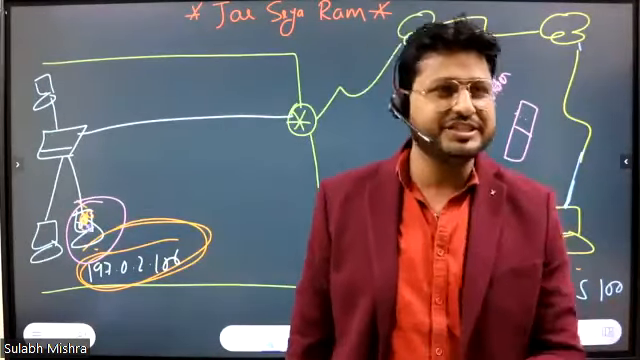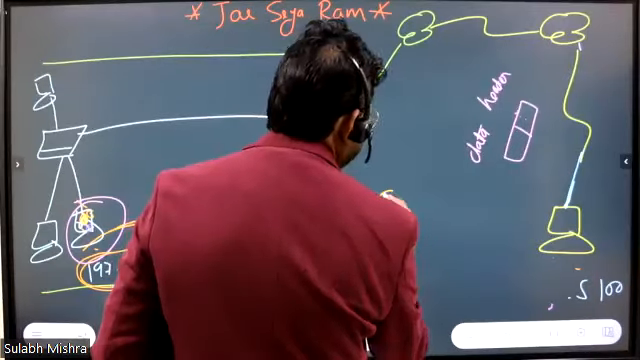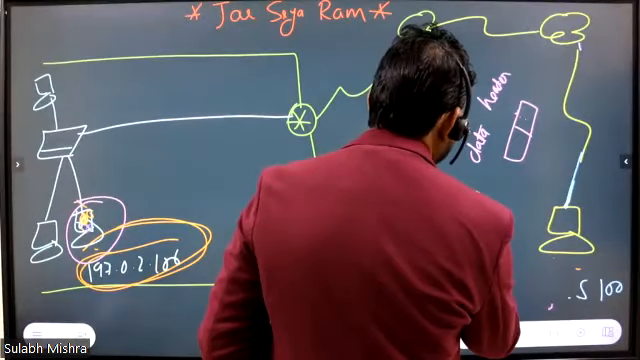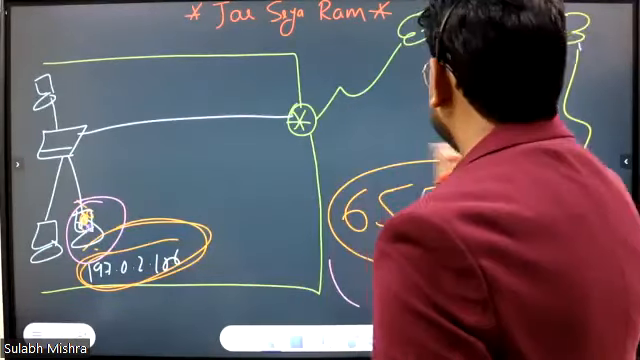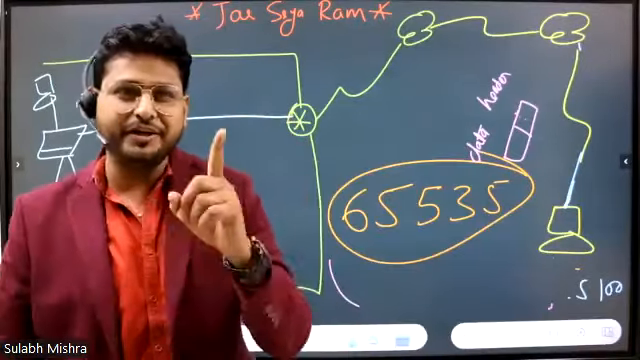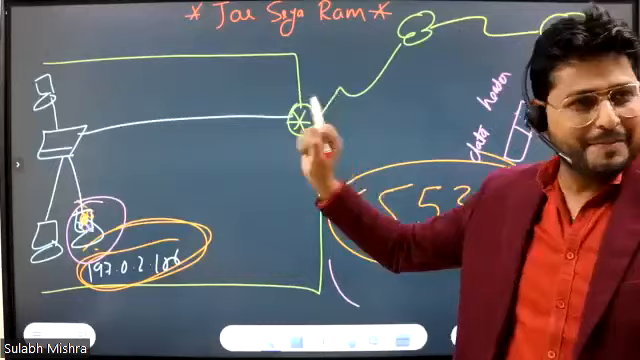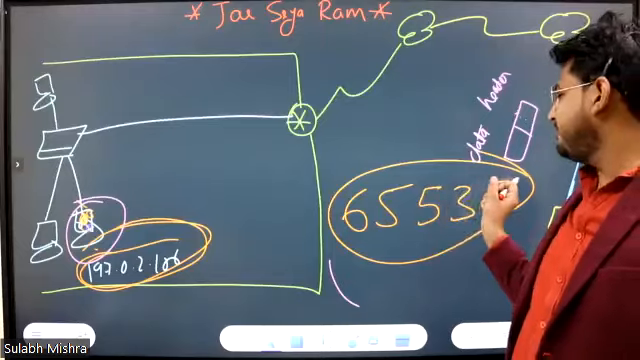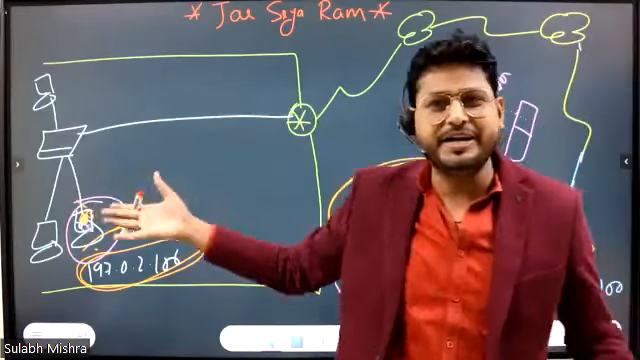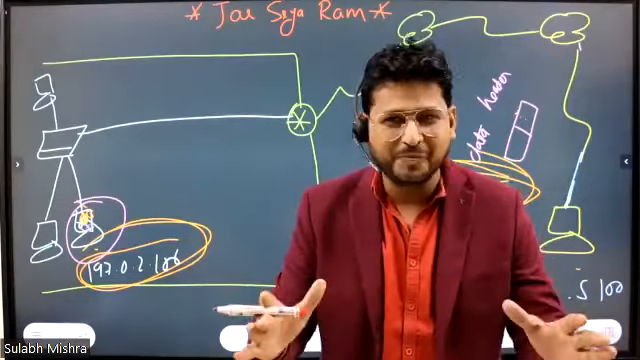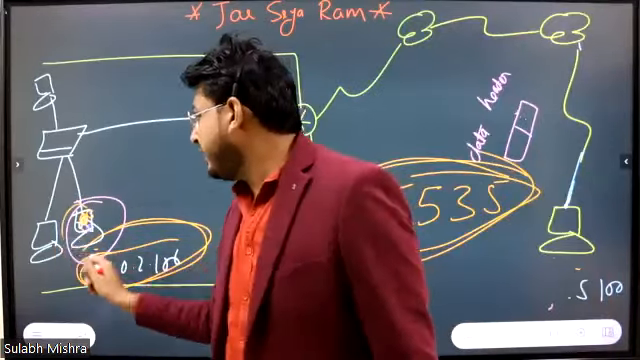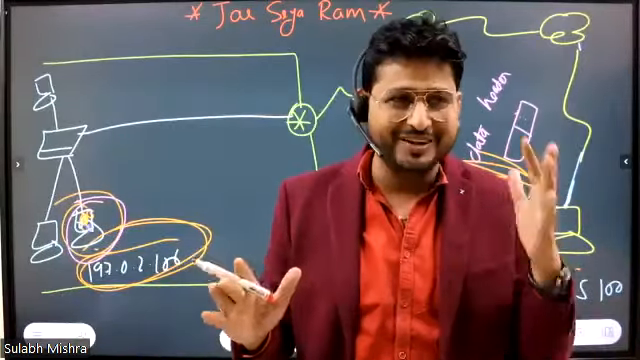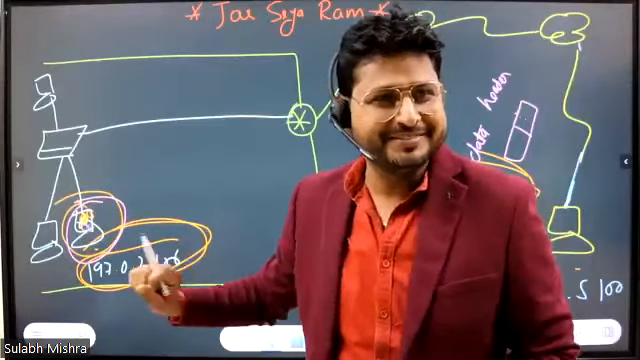Keep in mind, every system will have 65,000, how many ports? Anybody knows? 65,535. That means every system has the capability, if you have enough resources, right? 65,535 different people can stay in a home, right? Similarly, 65,000 applications you can deploy on your system if you have resources. Ideally it is not possible, but different applications can be deployed.